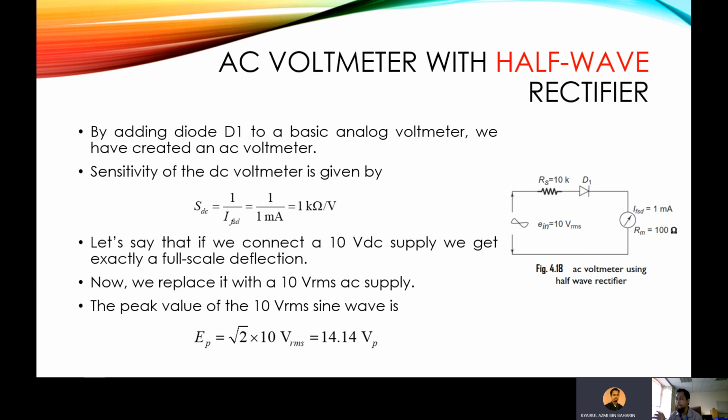Okay, we assume we connect a 10 volt DC supply, it's going to deflect to full scale. Now we take out the DC supply and replace it with an AC supply at this terminal here. So what will happen to the circuit now? If the RMS value is 10, then the peak value is going to be square root of 2 multiplied by 10. So we are going to get 14.14 V peak.